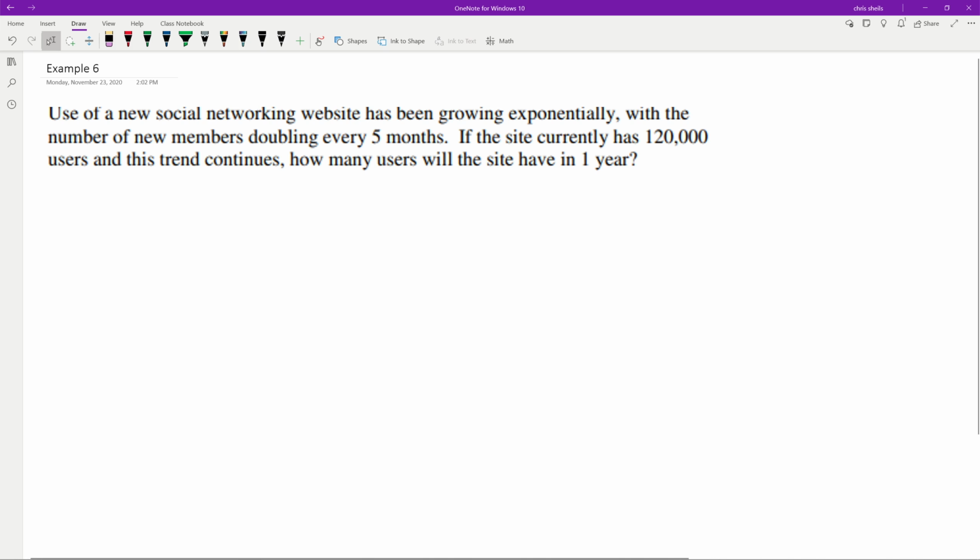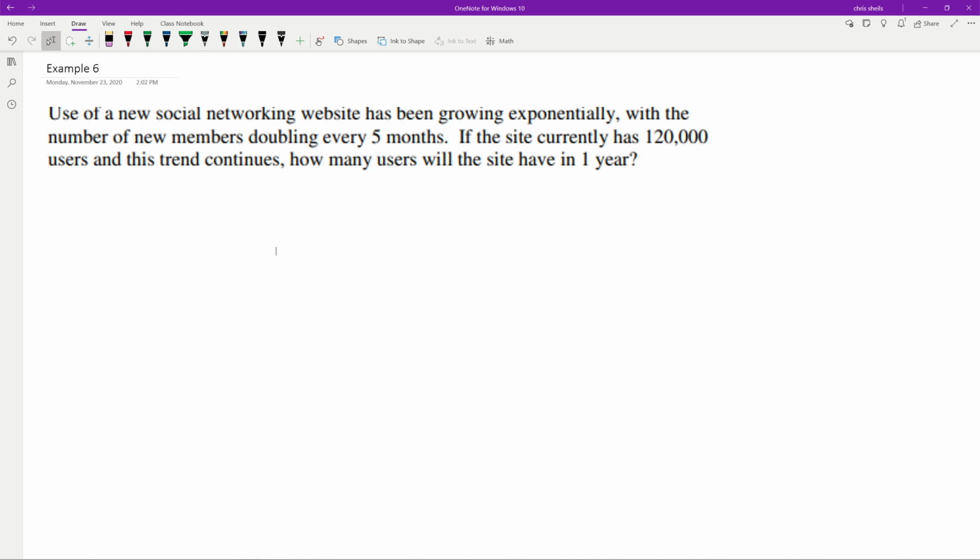Another example here. Use of a new social networking website has been growing exponentially, with the number of new members doubling every 5 months. If the site currently has 120,000 users and this trend continues, how many users will the site have in a year? So we can use doubling time to find a function that models the number of site users and then use that equation to answer this question.